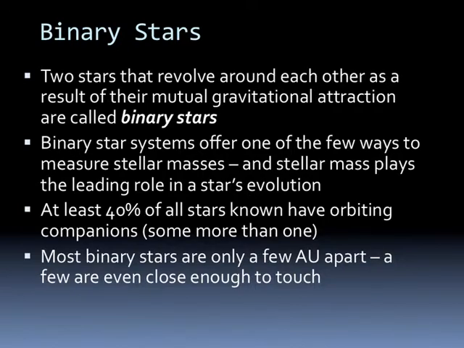Now, another thing we see as we look out are binary stars, two stars that revolve around their mutual center of gravity. Binary star systems offer one of the few ways to measure stellar masses, and stellar mass plays a leading role in a star's evolution. At least 40% of all stars known have orbiting companions, some of them more than one.